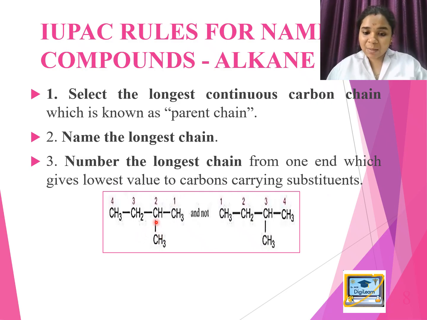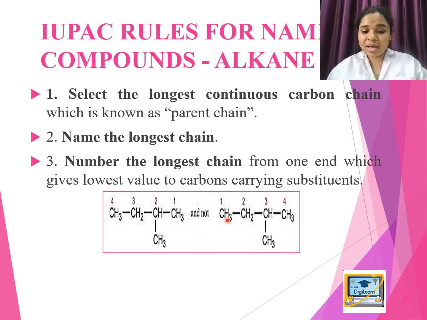So here is the carbon carrying substituent: 1, 2, 3, 4, which is the longest chain. So we have selected the longest chain. Number the chain from one end where the carbon carrying the substituent should get the lowest numbering. So 1, 2, 3, 4. 2 is the lowest number.